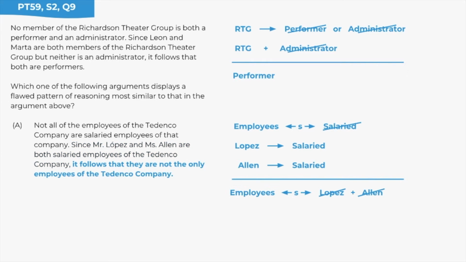Well, they say that it follows that they are not the only employees of the Terenko company. So that some of the employees are not Lopez and not Allen. So now let's compare this with the stimulus. There's quite a few differences here.